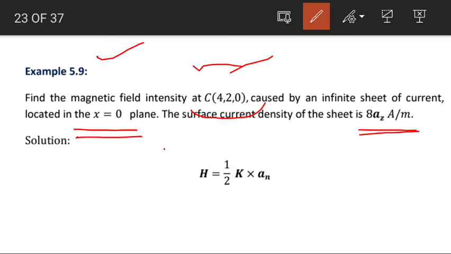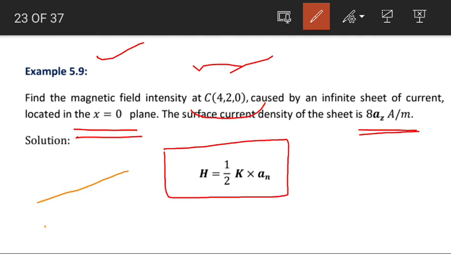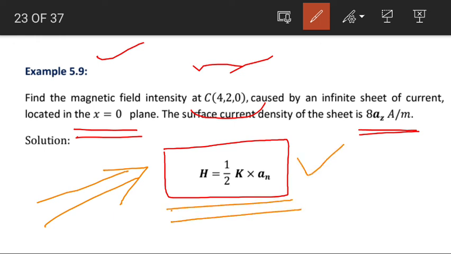We know that the magnetic field intensity at any point due to an infinite sheet of current is given by this particular equation. So the magnetic field intensity at the point under observation, which is caused by an infinite sheet of current, is equal to 1 over 2 K cross an. Now this sheet is located in the x is equal to 0 plane, so the unit vector which is normal to the sheet will be the unit vector ax.